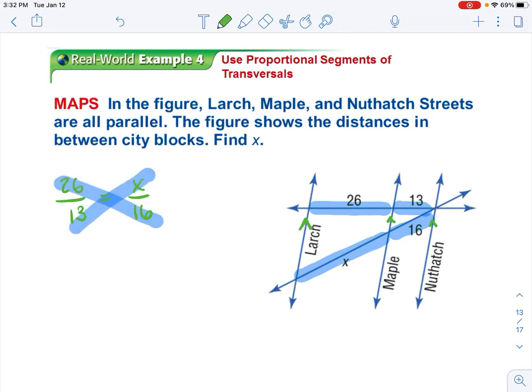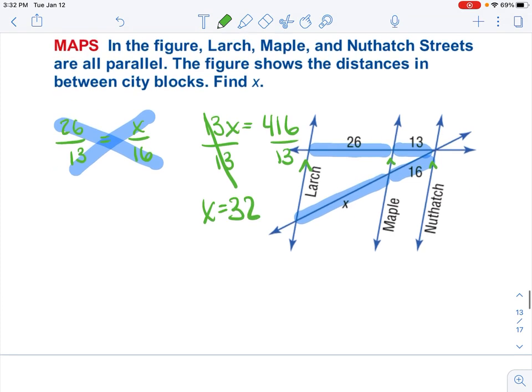Now I could just go ahead and solve this proportion. I end up getting 13x equals 416. I divide, and I believe I should get 32. Yep, that is true. So x equals 32.